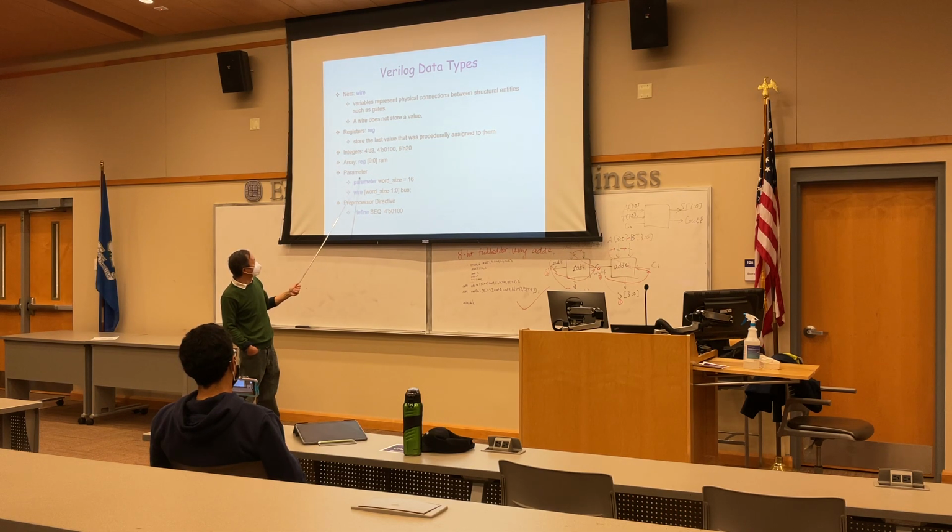Also, we have parameter. Just now we showed you one parameter, right? You define a name for the parameter, then you can change the value to any value you want. The width of the bus is size minus 1 down to 0. Preprocessor directives: sometimes we allow you to define your own values. For example, a counter or whatever you want to count down, you can predefine a name and the initial value. We allow you to define any value. So for data types, we have wires, registers, integers, arrays, parameters, and preprocessor directives.